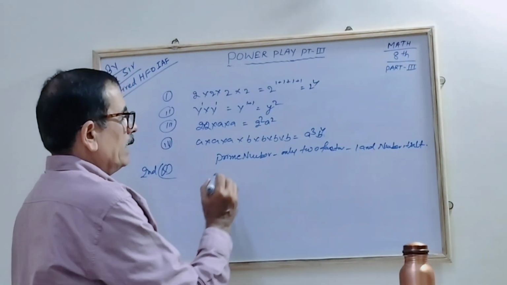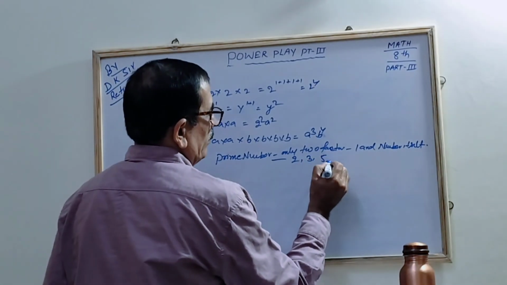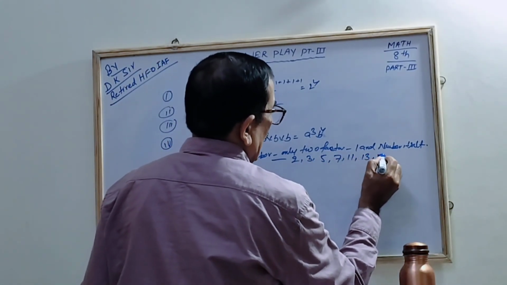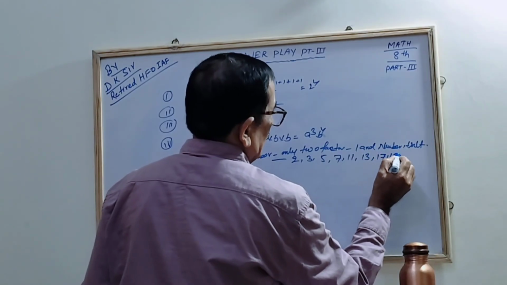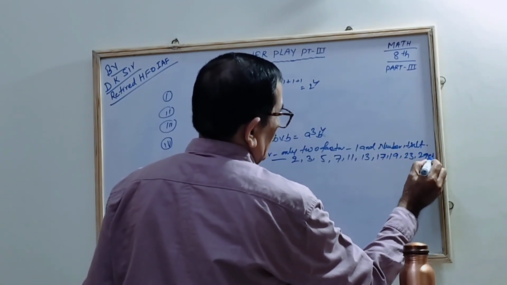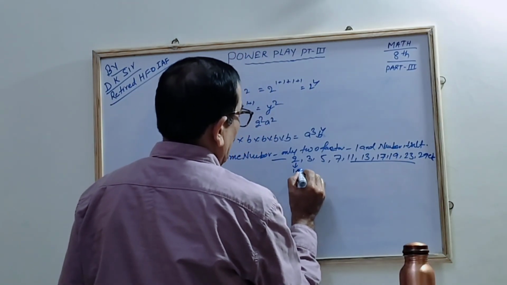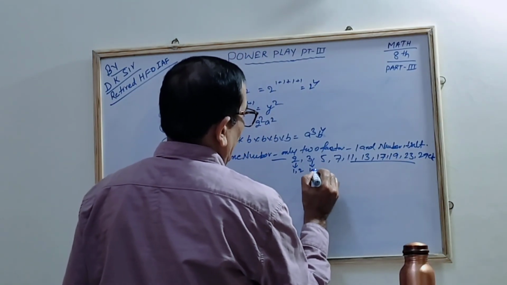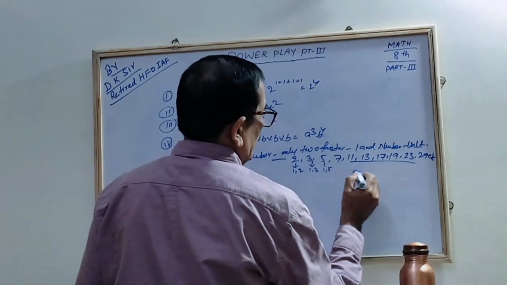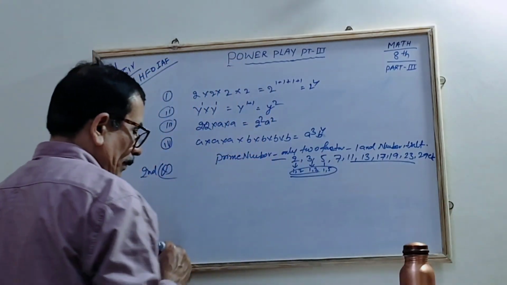So we find that prime numbers are 2, 3, 5, 7, 11, correct? 13, 17, 19, 23, correct? 29, etc. Can you see, 2 can be divided by 1 and 2, 3 can be divided by 1 and 3, 5 by 1 and 5, correct? Can you see it? Because of this reason they are prime numbers.